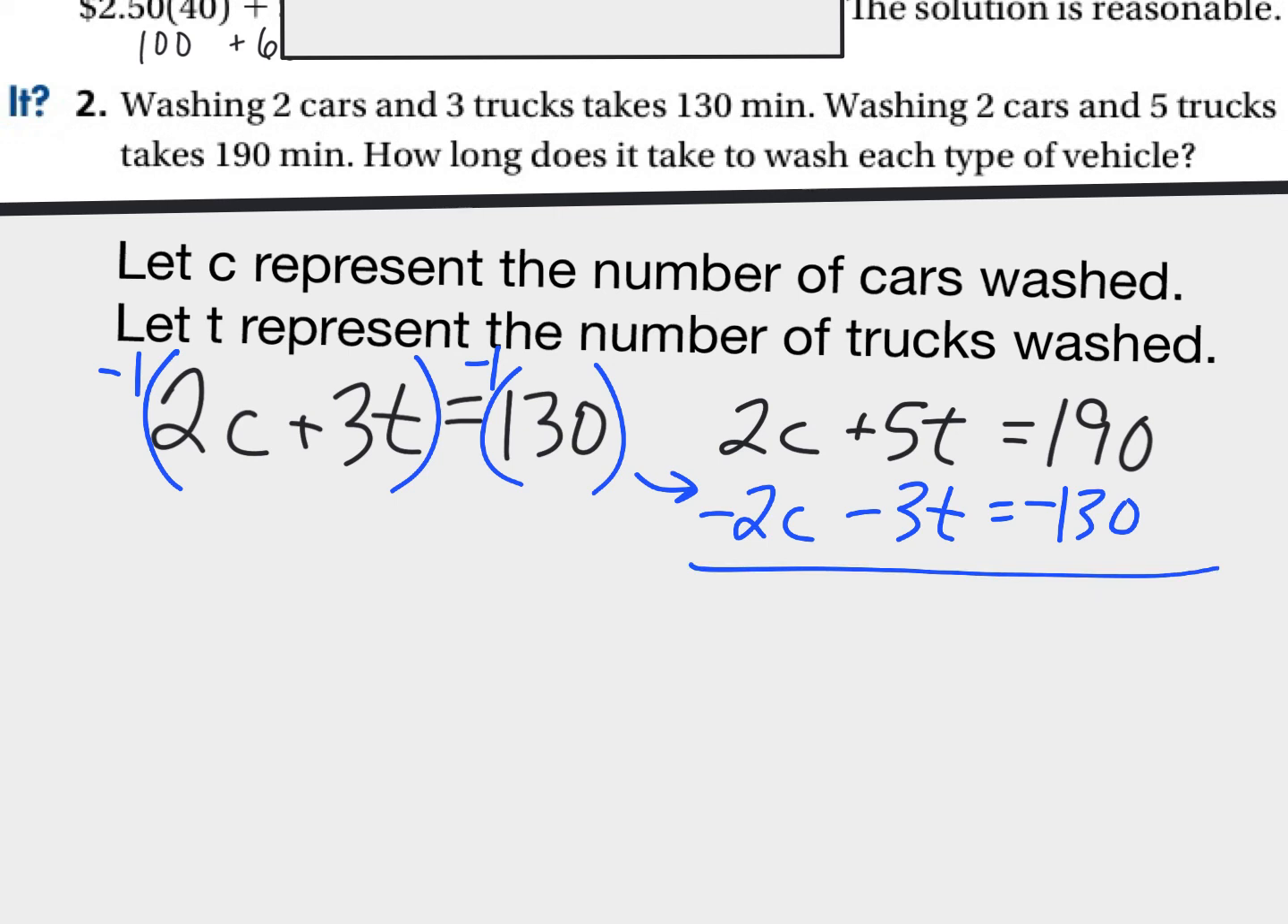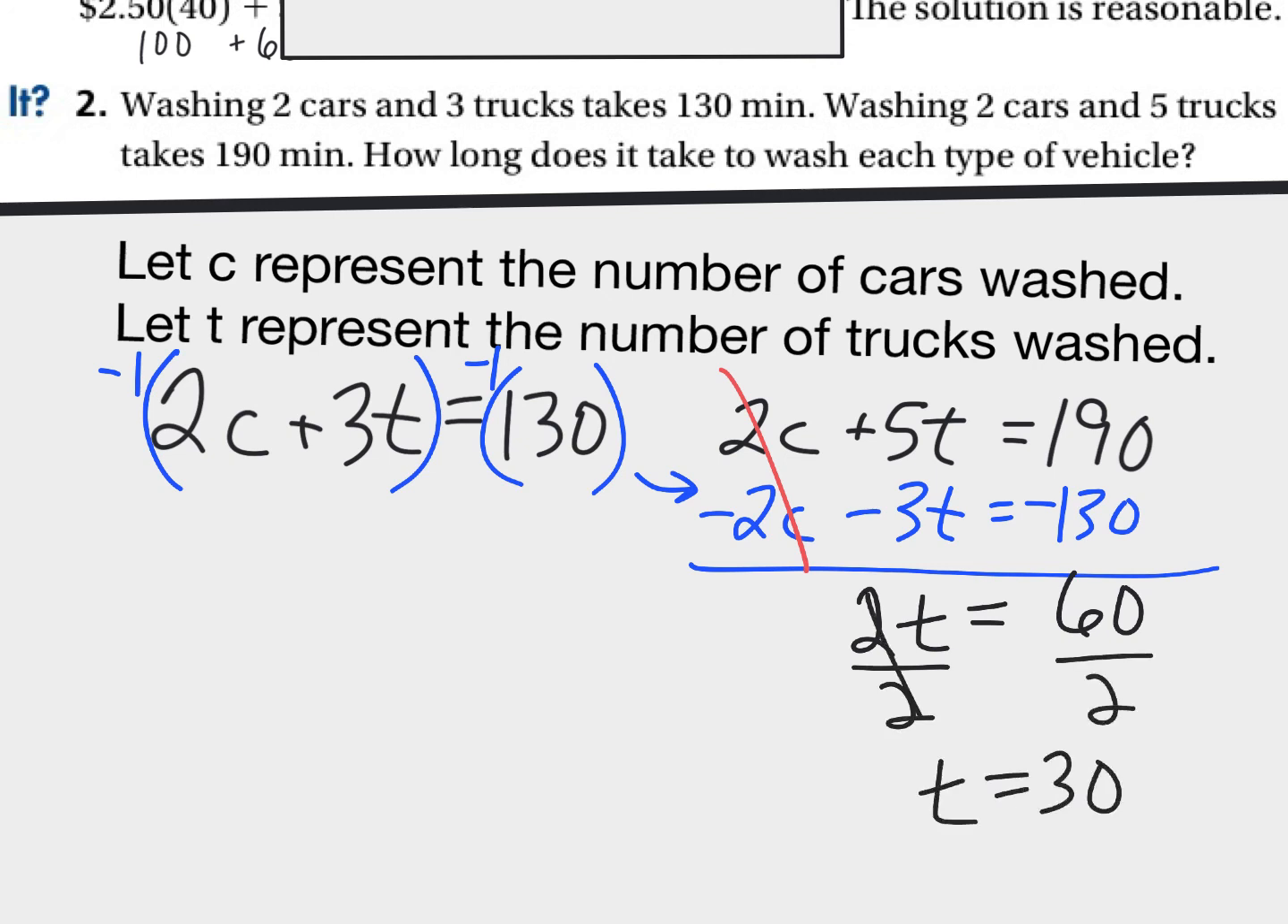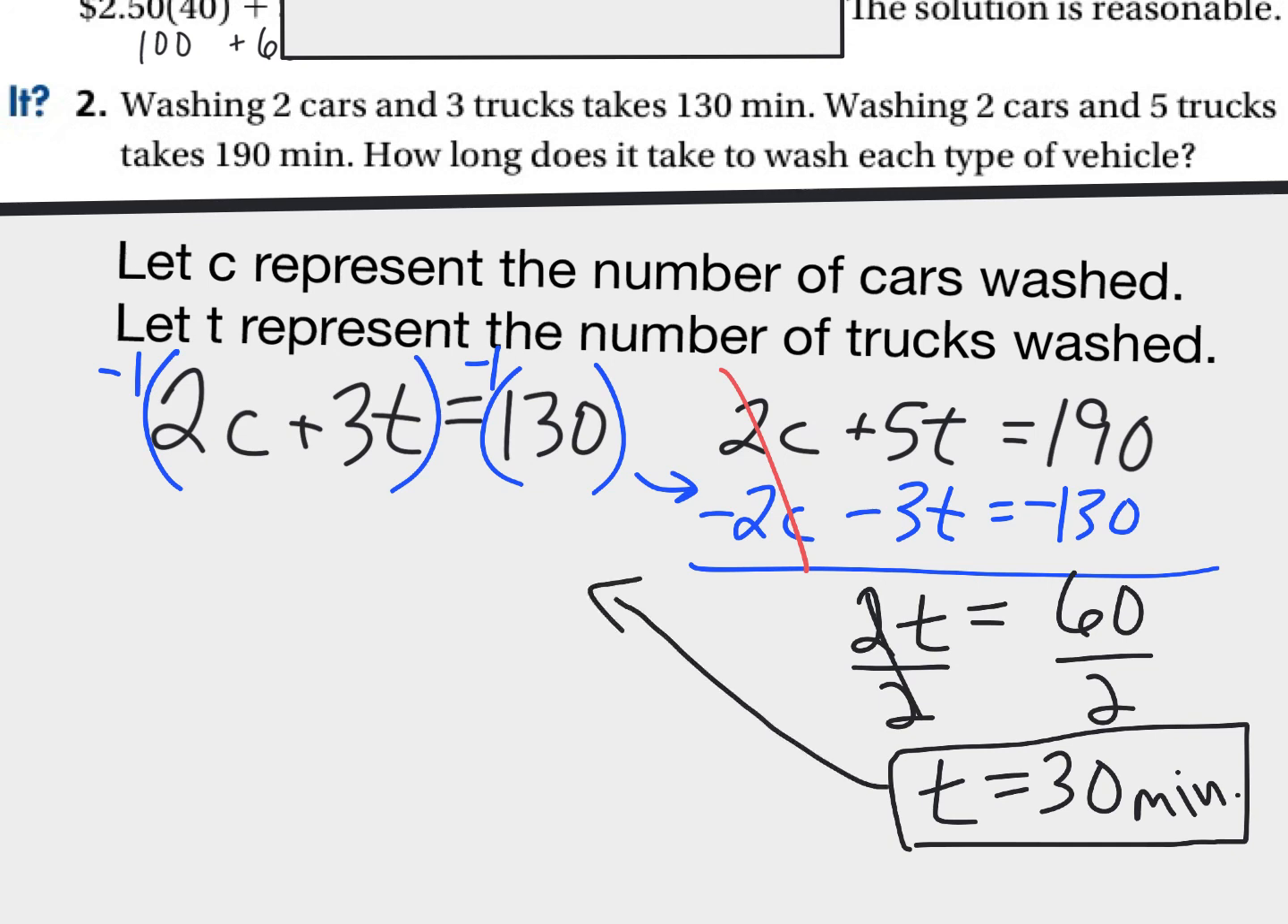And when we work this out, the c terms are going to cancel. 5t minus 3t is 2t. And then 190 minus 130 would be 60. They're multiplying, so we can divide by 2. So t equals 30, which means 30 minutes for a truck. It's asking how long it takes to wash each type of vehicle, so we have to find both of them for sure, which I would probably do anyway. Would be a good idea.